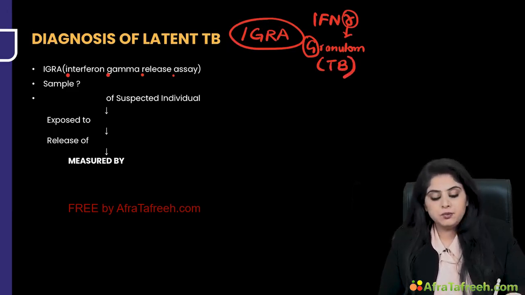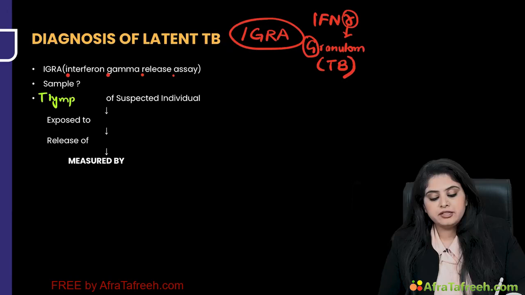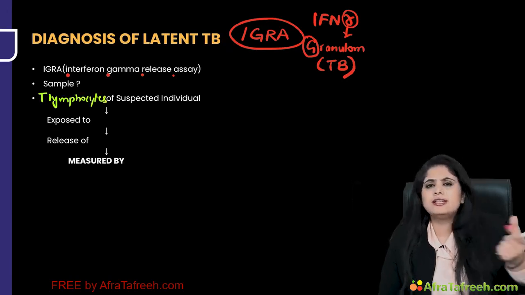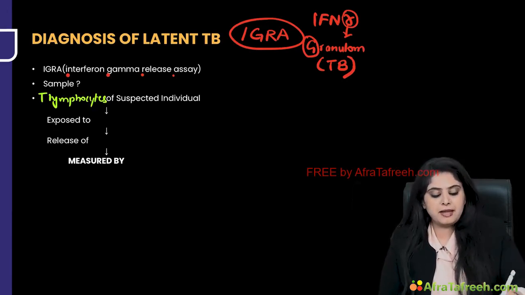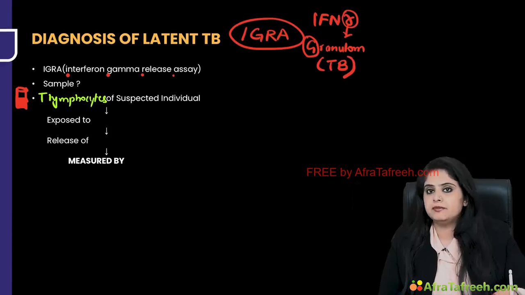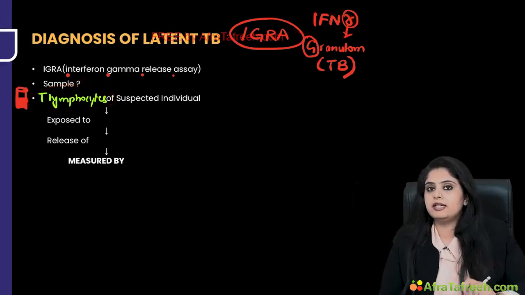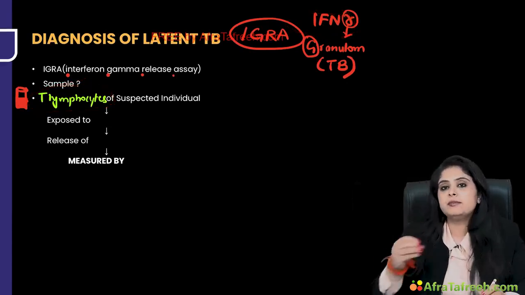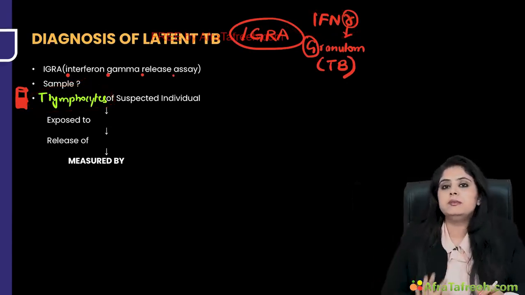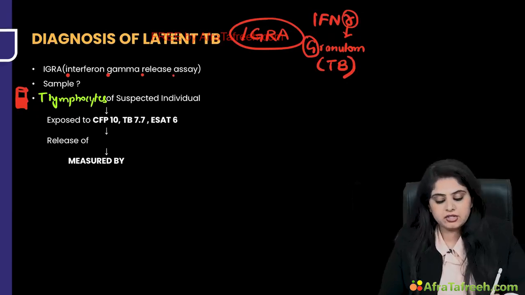So what will I do? I will take the T lymphocytes of a patient whom I feel has TB. Suspected TB case, what do I take from him? T lymphocytes means a simple blood sample, nothing big. Simple blood sample taken, you take the T lymphocytes, because I know T lymphocytes are the ones that release interferon gamma. So I take T lymphocytes and I expose them in my lab to the TB antigens. What are the TB antigens that you have?